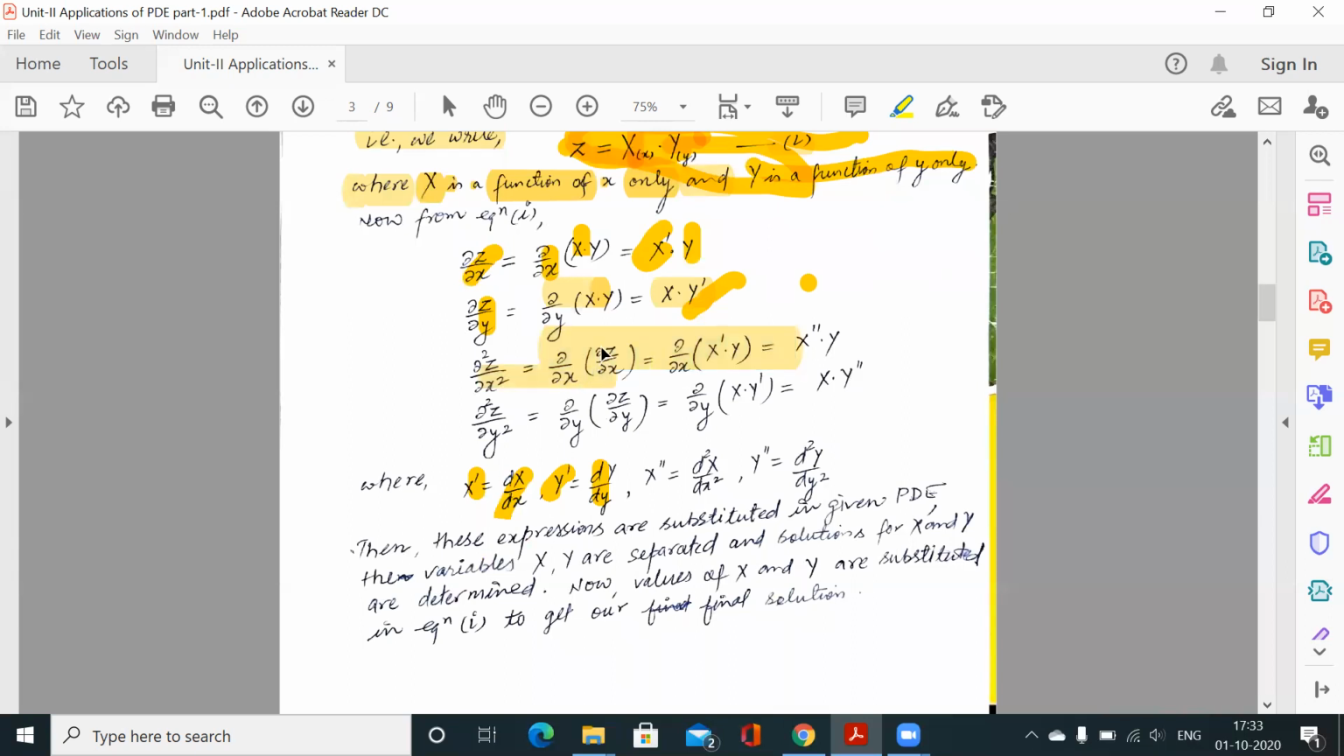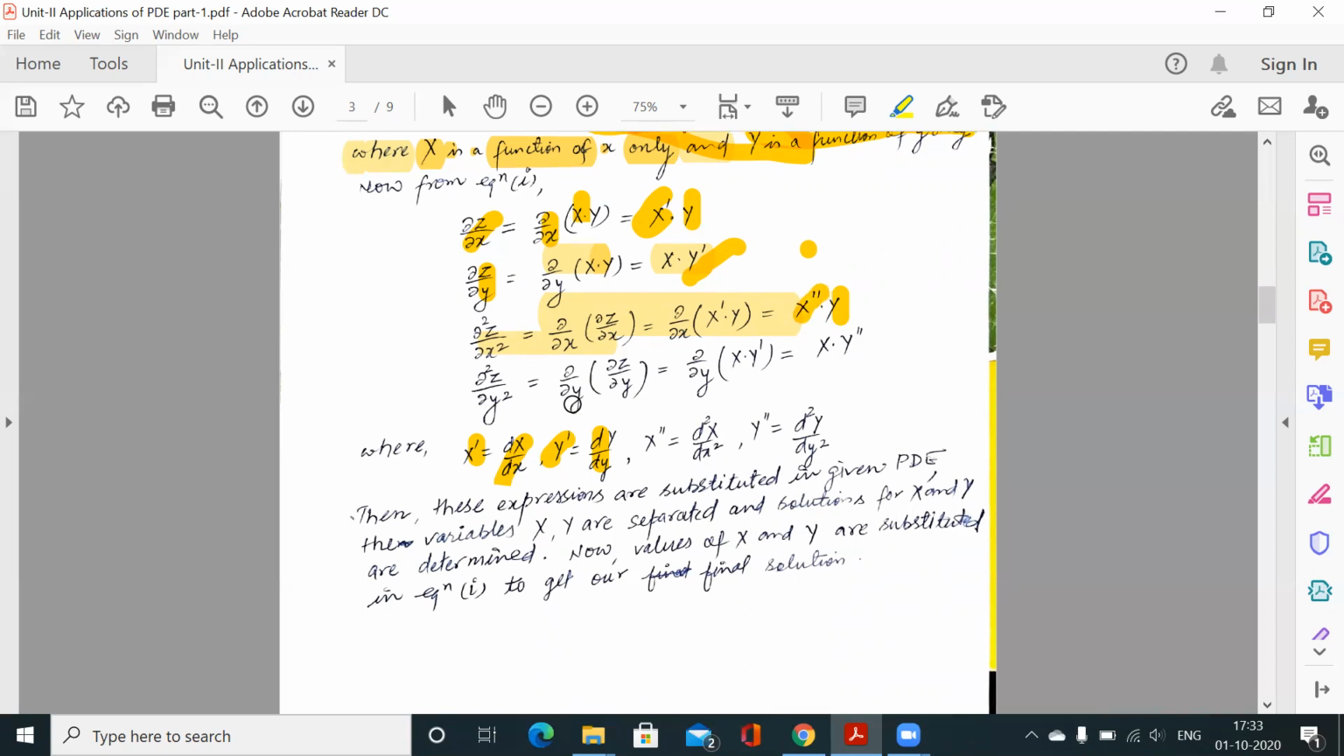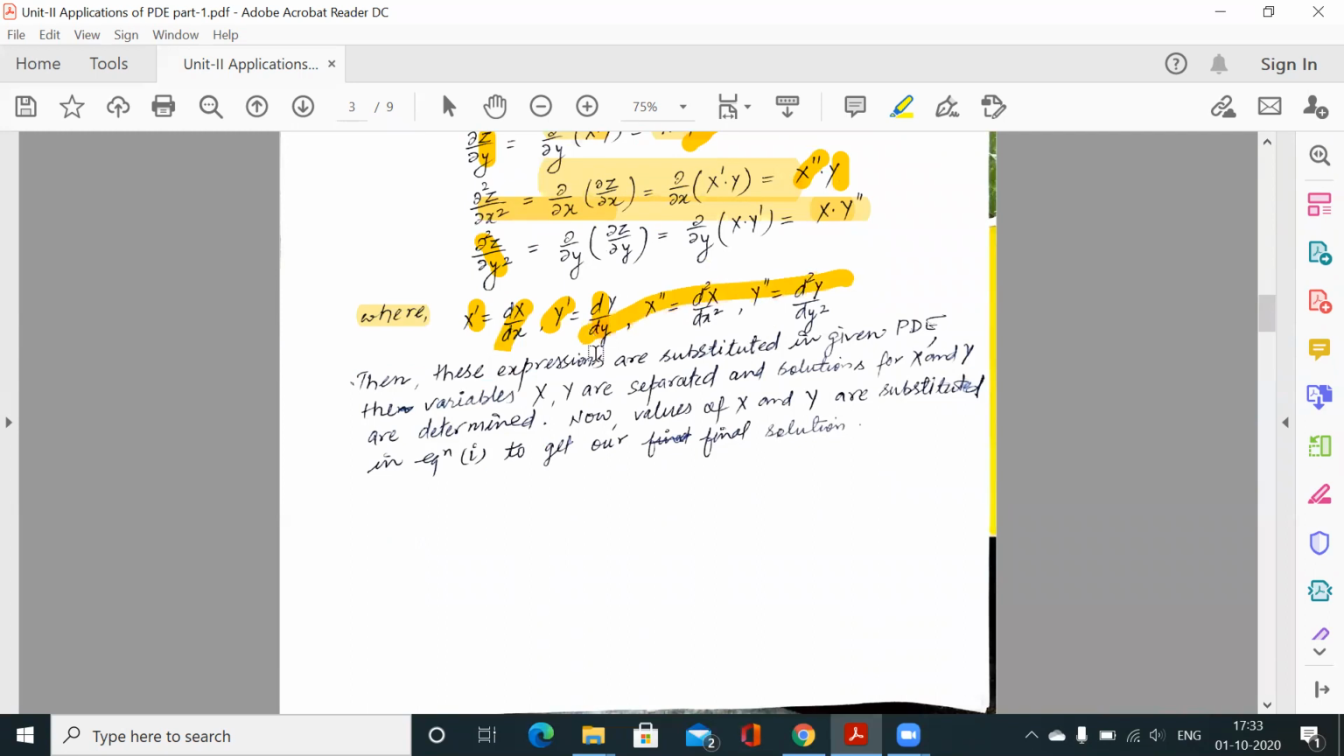Next, del 2z over del x square, in a similar way, is equal to del over del x of del z over del x, and del z over del x is X dash Y. So now differentiate it with respect to x. Again, Y is constant, so Y stays as it is, and the differentiation of X dash is X double dash. Similarly, del 2z over del y square is equal to X into Y double dash, because this is double differentiation with respect to y. So X is constant, so capital X into Y double dash. So these are the notations.